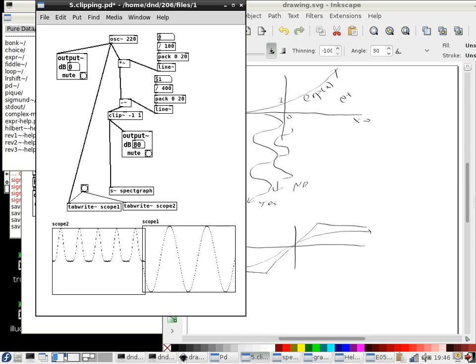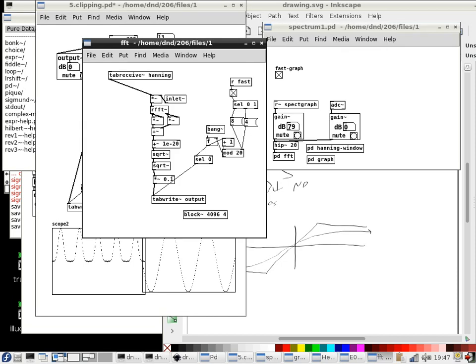Let's get rid of that. I don't know. Maybe we're going to want the spectrum. Okay. So we're just messing with an oscillator so far. And let's see. I got to give it some amplitude. And yeah, where's the spectrum?